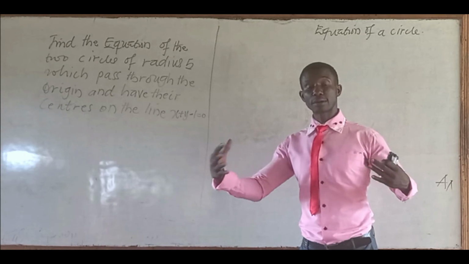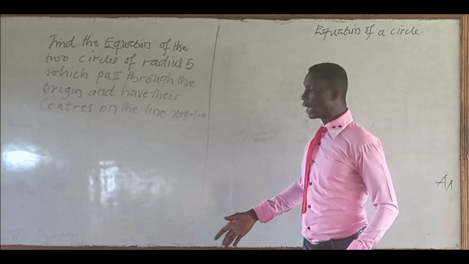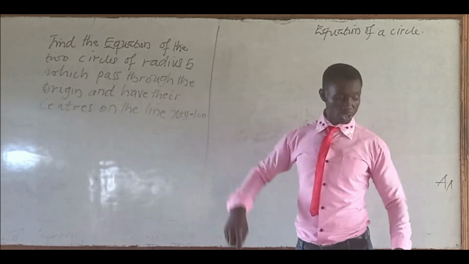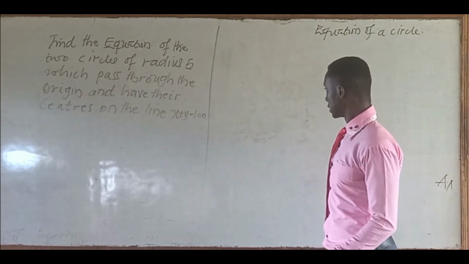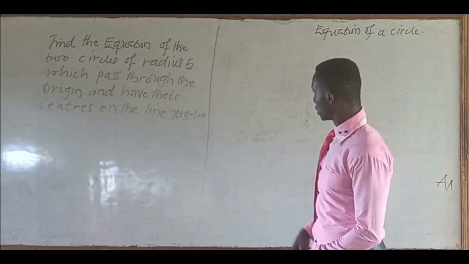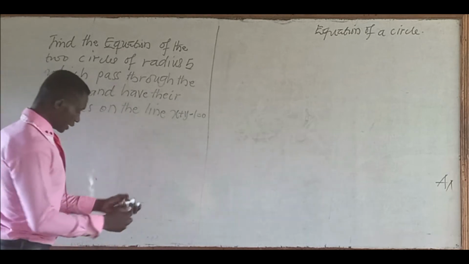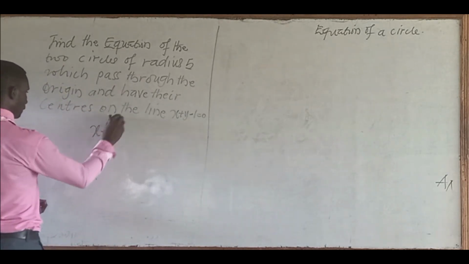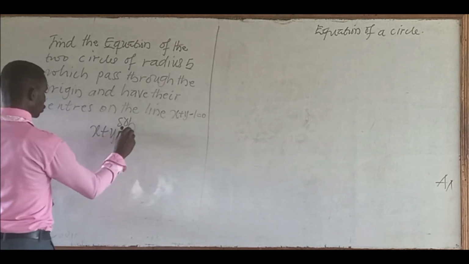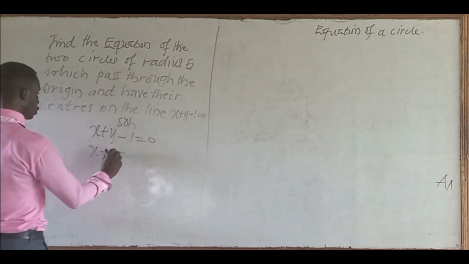And those two circles, each of them has a radius of 5, and they all pass through the origin. That is what the question is saying. Now let's try to see. Since this line, x plus y minus 1 is equal to 0, is the same as x plus y is equal to 1.